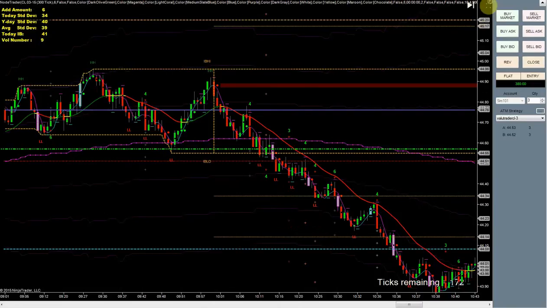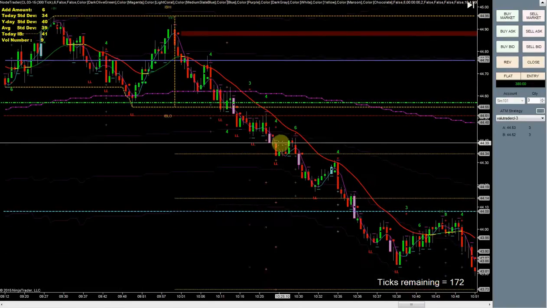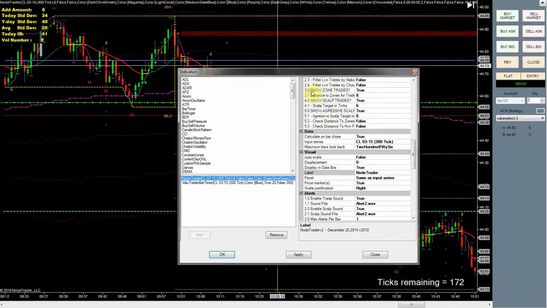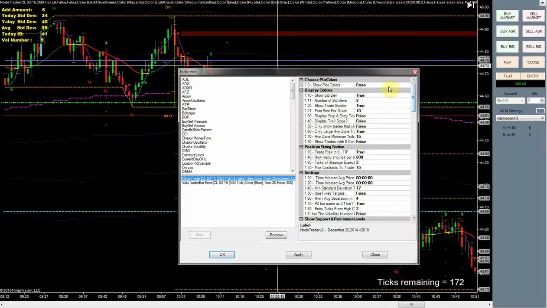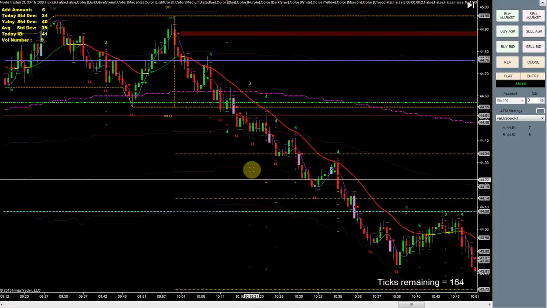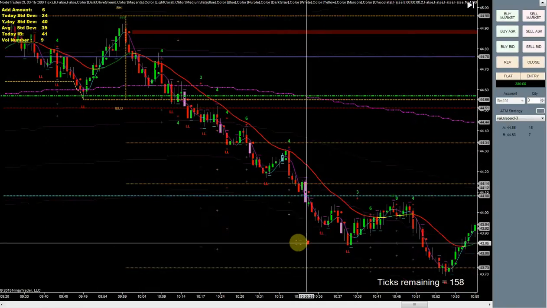Let's see. Here we have some purple. Let's see what the purple is. Again, there are just so many different types of trades. So that's either, I think, a low volume node trade. Alright, so that's basically an overview.